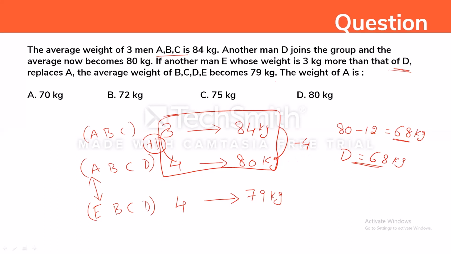Now if you read the second line in the question, another man E whose weight is 3 kgs more than D.